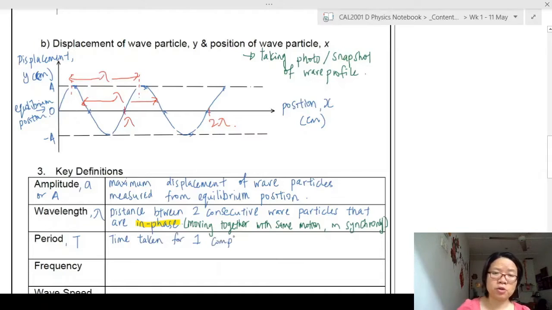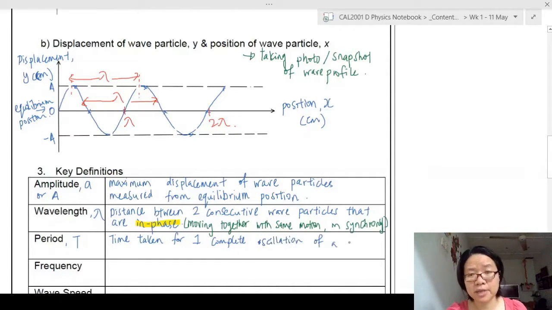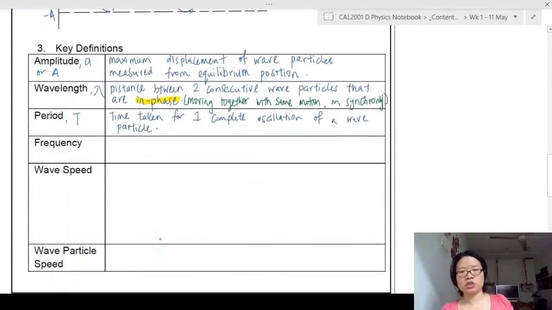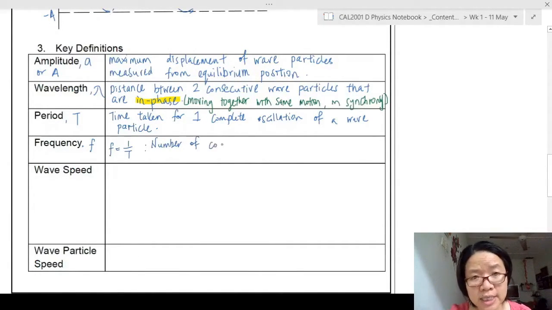All right, so now we're going to talk about period. I think you all know this: the time taken for one complete oscillation of a wave particle. And frequency can be calculated with 1 over T, the number of complete oscillations in 1 second.